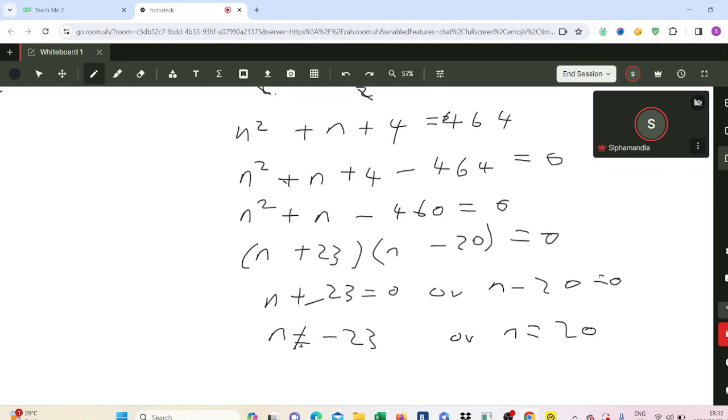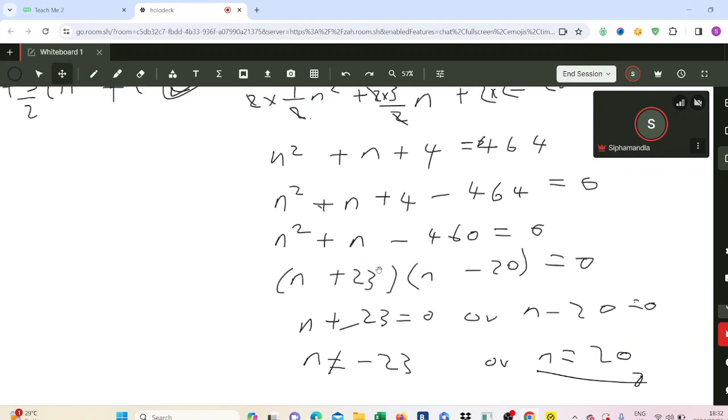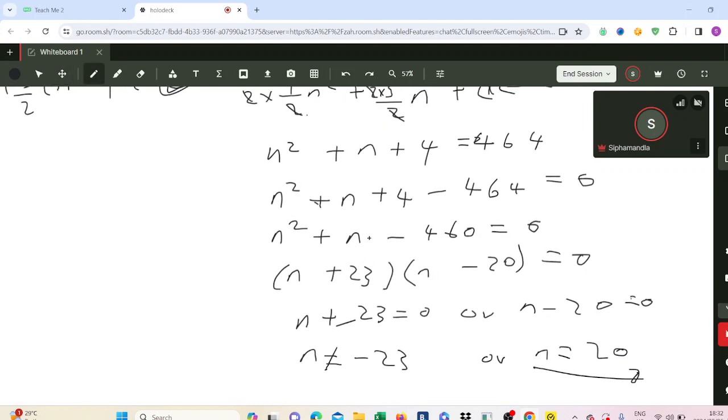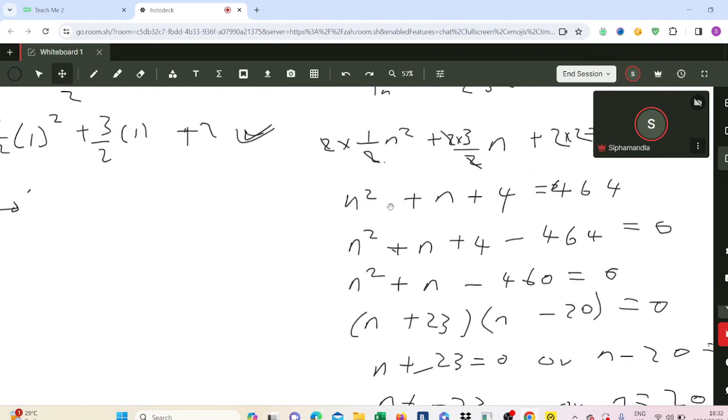For example, if people are running, there's no one that got the position of -1, right? It's either position 1, position 2, but those are positive numbers because we are talking about the position. So that's why we take the positive number. So the correct answer is n equal to 20. That is the answer that you will take here.